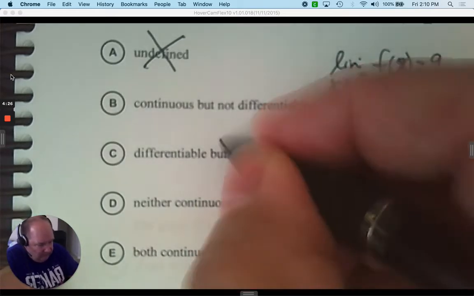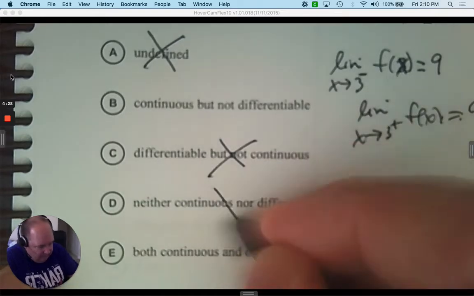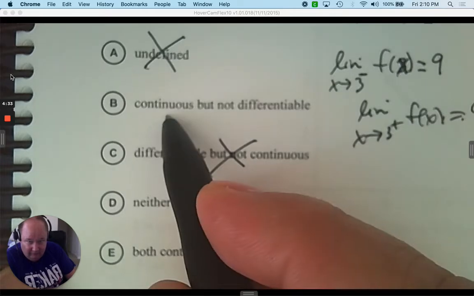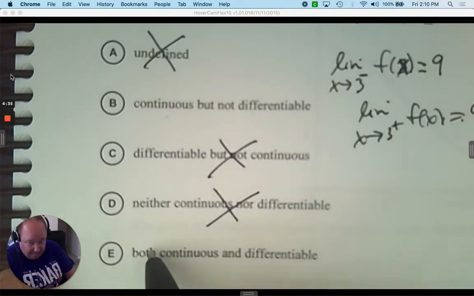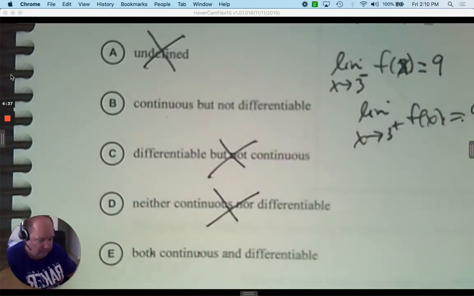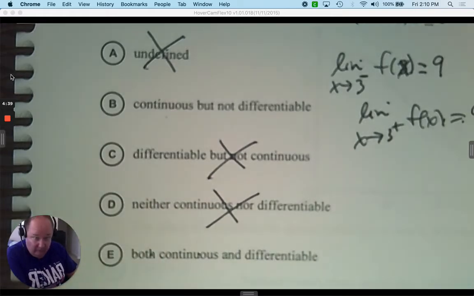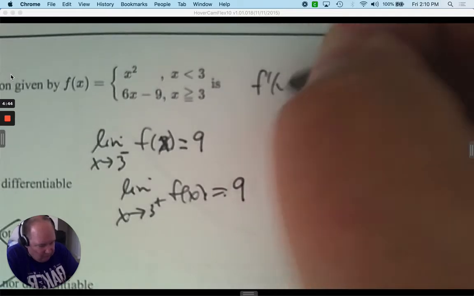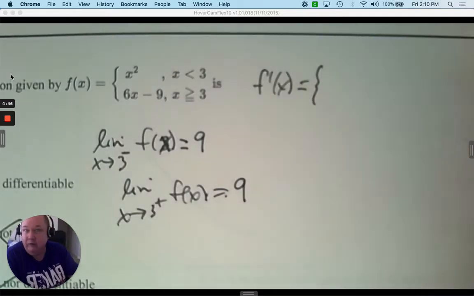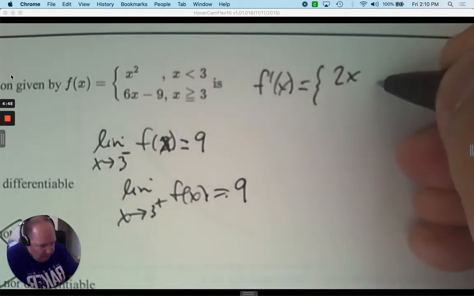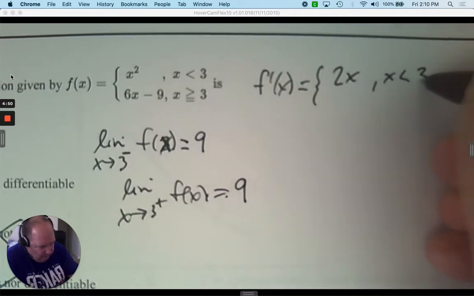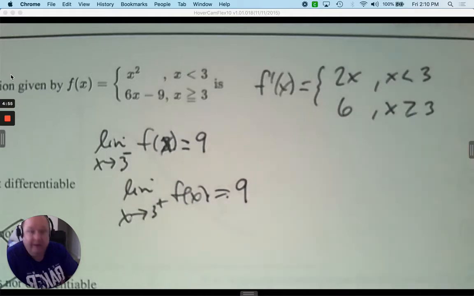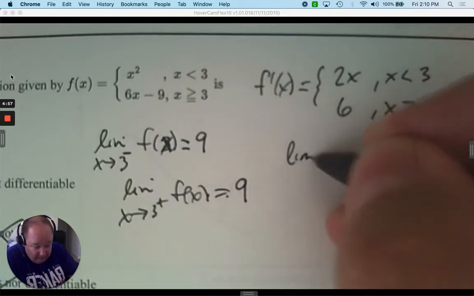So it is continuous. These say it's not continuous, not differentiable, not continuous. This one is continuous but not differentiable, and this is continuous and differentiable. So how can I tell? We know it's continuous. How can I tell if it's differentiable? I'm going to take the derivative of what I see and do the same thing. That's 2x, and that is 6. I'm going to do the same work and write it as a limit.